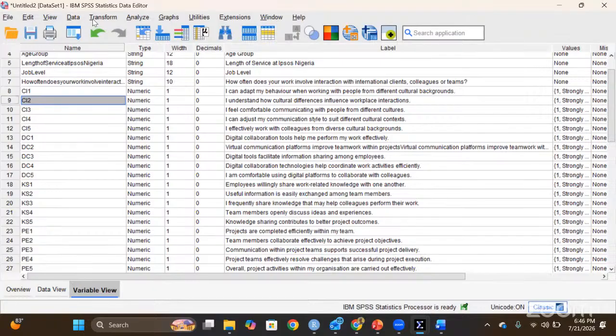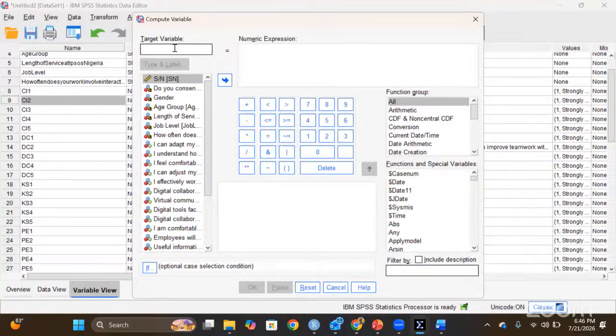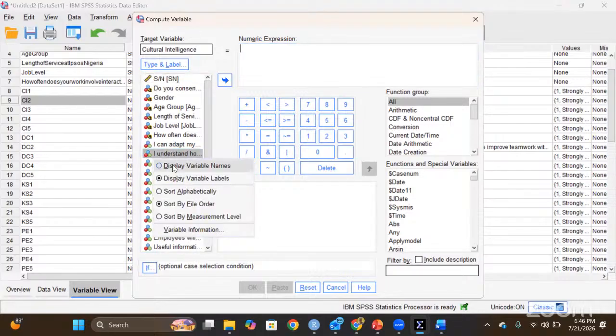So let's go back to what we are doing today: compute variable. What's the first one we want to do? Cultural Intelligence. One of the things you have to understand is that when you are computing a new variable, you cannot have space. If you remember when we did variable naming, you cannot have space in a variable name. If I try to have space here, it's going to give me issues.